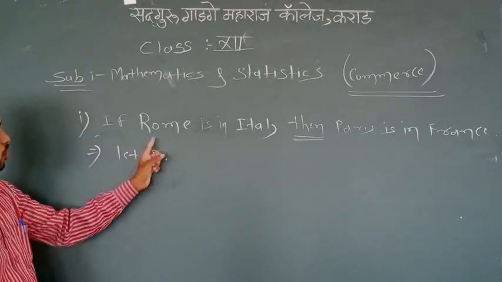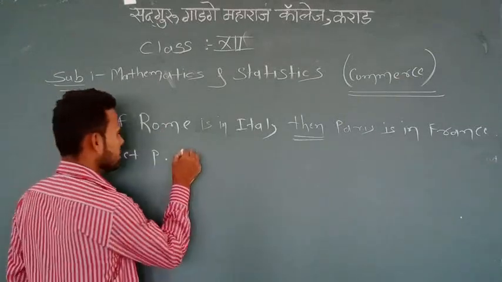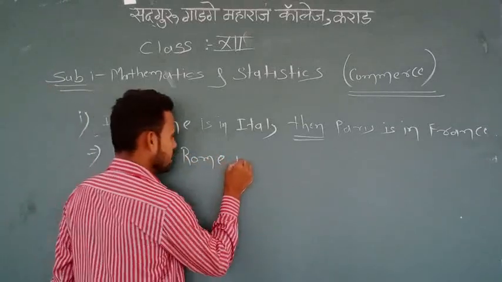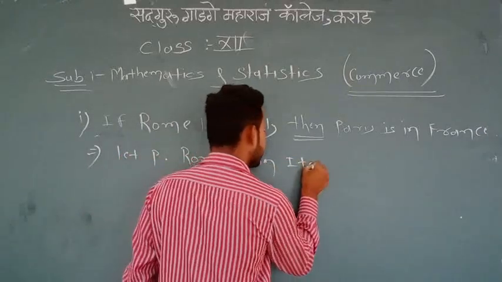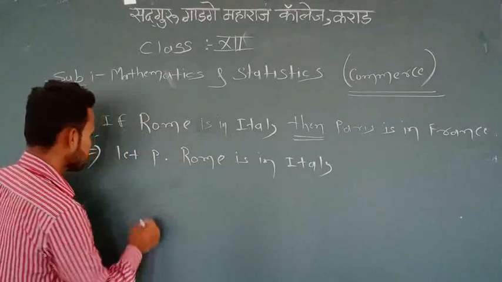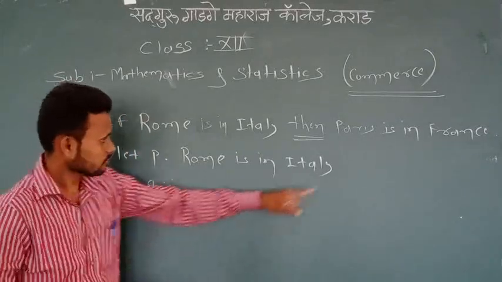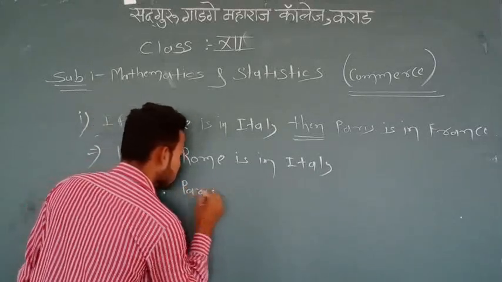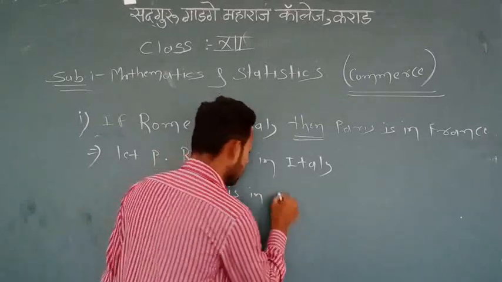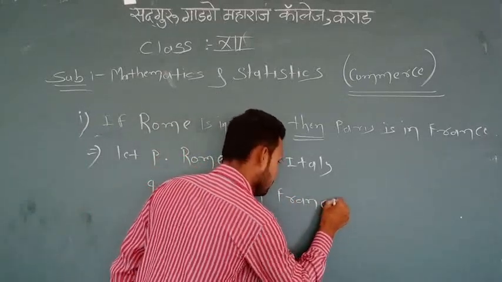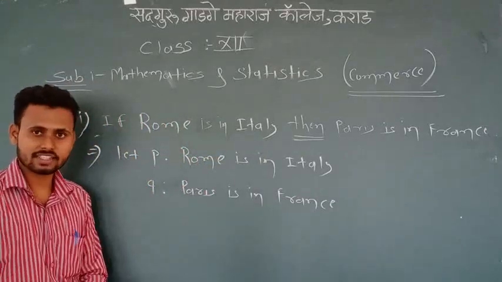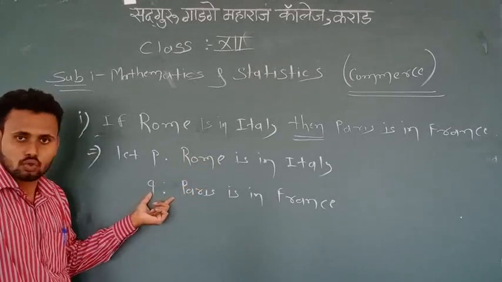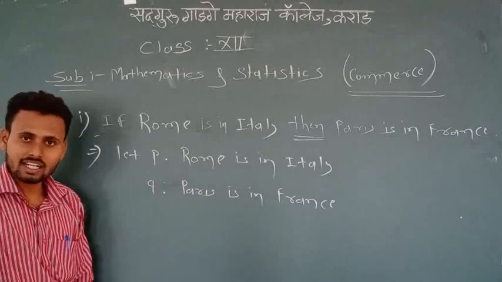Here let P denote the first statement, Rome is in Italy. And let Q denote Paris is in France. Now first we will find the truth value of P, then we will find the truth value of Q, and then we get the required truth value of our compound statement.